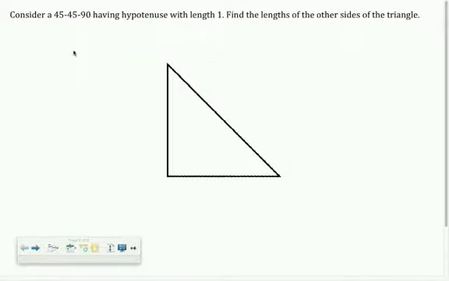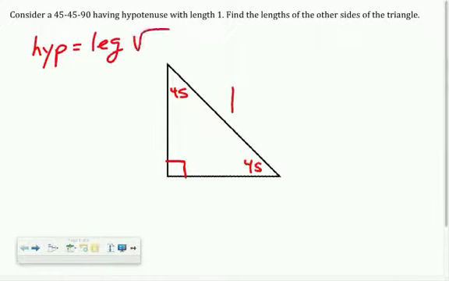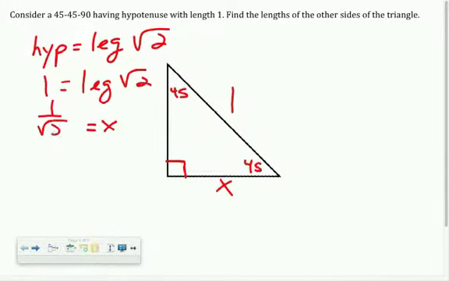Let's consider a 45, 45, 90 triangle where the hypotenuse has length 1. So here's my right angle, these angles are 45, and this is 1. Well, according to what we've been doing so far, the hypotenuse equals the leg times radical 2. So if I wanted to figure out what the leg was, I know that the hypotenuse is 1, so I would divide both sides by radical 2. And when I do, I end up with the leg, let's call it x, is 1 over radical 2.